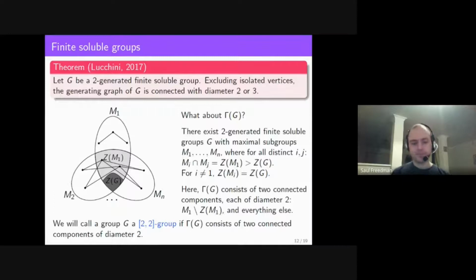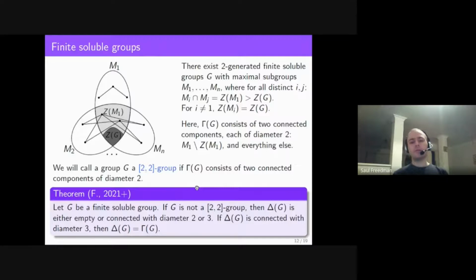Yes, so they do exist, these groups, and any group satisfying these properties here is a 2-2 group. So we can now state the main theorem about these finite soluble groups. In the case of a finite soluble group, G could be a 2-2 group, or otherwise we get exactly what could happen for a finite nilpotent group. So basically, if G is not a 2-2 group, then delta of G could be empty, or it could be connected with diameter 2 or 3. And again, if delta of G is connected with diameter 3, then delta of G is equal to gamma of G.